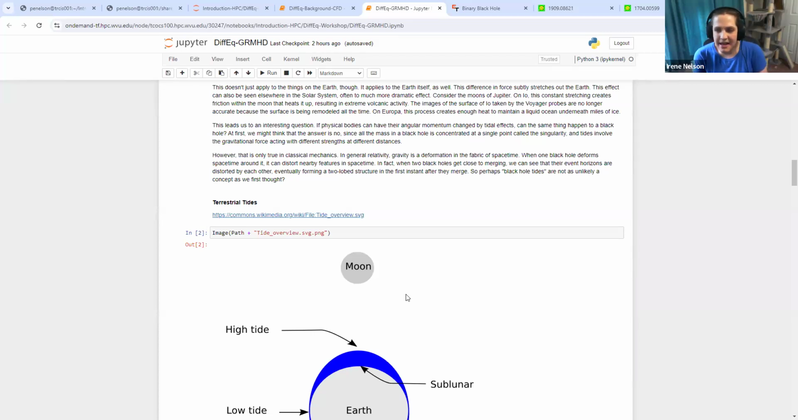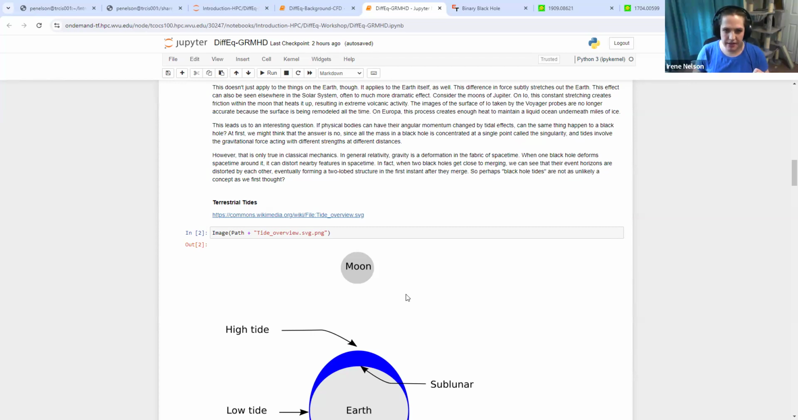So, looping back to general relativity, this leads us to an interesting question. If physical bodies can have their angular momentum changed by these tidal effects, can the same thing happen to a black hole? A common gut reaction to this question is to immediately answer no, because as we discussed, these tidal effects are caused by the force of gravity from one object acting with different strengths at different points throughout the physical extent of the other body. And a black hole is considered sort of defined by having all of its mass concentrated at a single point that we call the singularity.